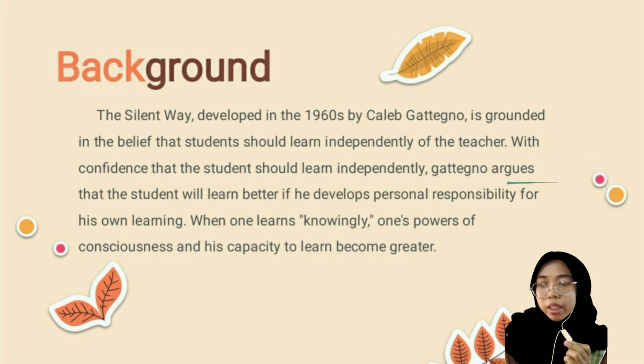The Silent Way, developed in 1916 by Kelompok, is grounded in the belief that students should learn independently of the teacher. With confidence that the student should learn independently, Kelompok argues that the student will learn better if he develops personal responsibility for his own learning. When one learns knowingly, one's power of consciousness and his capacity to learn become greater.